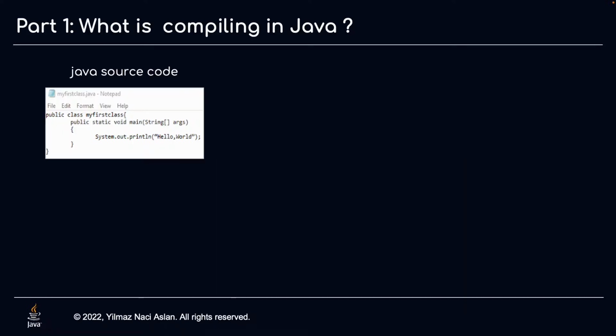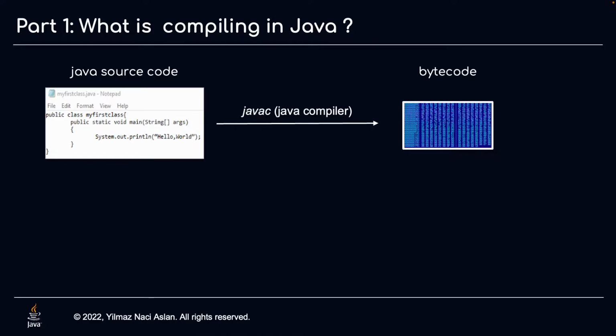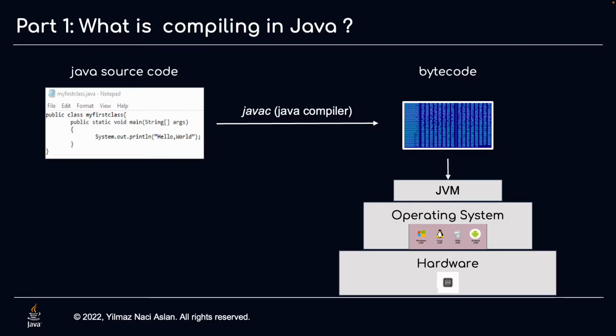When you create a Java application, the very first thing you do is create a Java source file, which has the source code. After we create the source file, we need to compile it into bytecode. Bytecode is the language that the Java virtual machine can understand. Once the Java virtual machine has the bytecode, it can run it on any operating system.